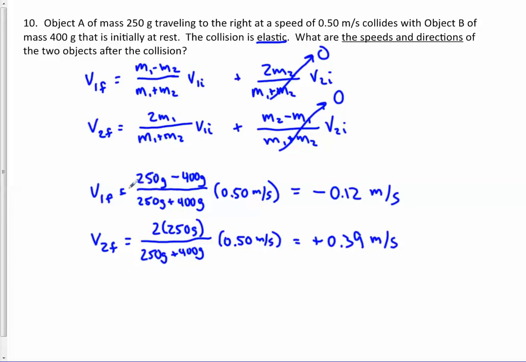So the object A will be going this fast. It'll be going to the left. That's what the negative means. And object B now, which was stationary, is now moving to the right because it got hit, and it's going that fast. Okay, and so that's the idea.